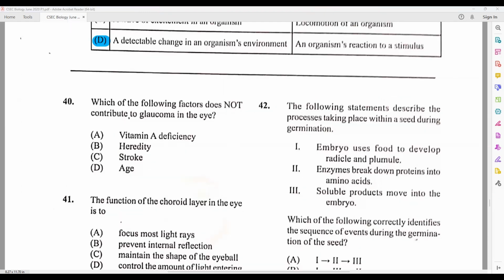Which of the following factors does not contribute to glaucoma in the eye? They are asking you for not contributing. And if we remind ourselves what glaucoma is, we will know that vitamin A deficiency, that causes night blindness, not glaucoma. Hereditary, stroke, and age, these are risk factors for glaucoma. So the one that is not is A.